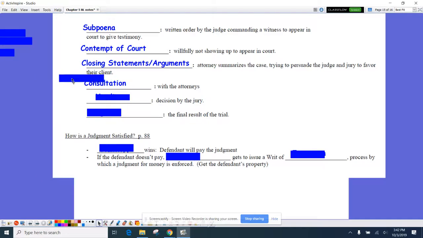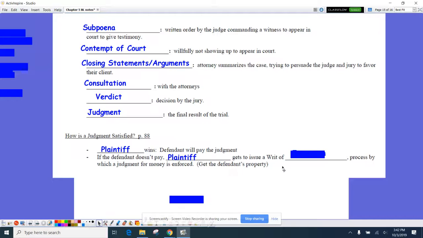During the court case, you might find the attorneys doing a consultation. That might be talking to a client, or it might be asking questions of the judge. The decision that is made by the jury is known as the verdict. When it's all said and done, the final result of the trial is a judgment. So how is a judgment satisfied? If the plaintiff wins, then the defendant, the person who's been accused, has to pay the judgment. If that person does not pay, the plaintiff can ask the court for a writ of execution, which is the process by which the judgment for the money is enforced.